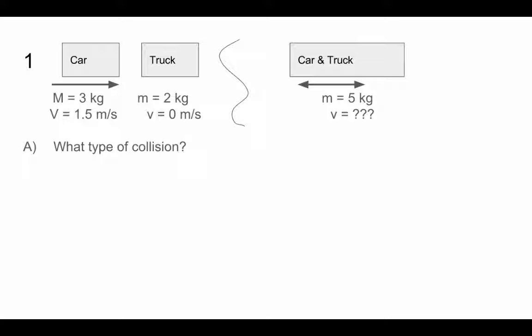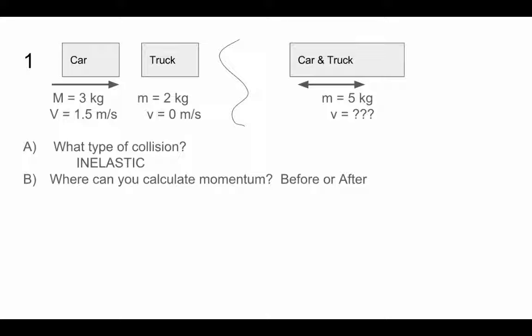So step 1 is, what type of collision is this? This would be inelastic because you have 2 leading to 1, which means they stick together. Second question is, where can you calculate the momentum? Well, where do you have all of the numbers? On the left of the squiggle or the right of the squiggle? If you said the left of the squiggle, you're right, and it would be before. You can calculate the momentum before.